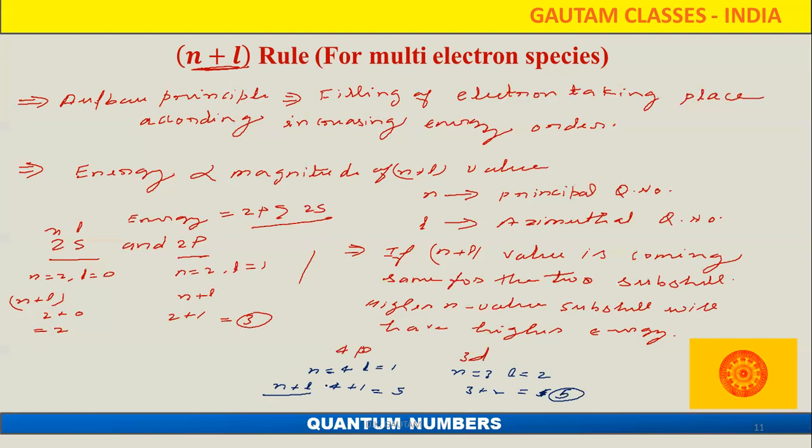Look, both have the same n plus L value. Now we have to apply this rule: those having the higher n value, that subshell will be considered as higher energy. So the 4p subshell has the higher energy than 3d. Hope you all got the idea of what the n plus L rule is and how we identify the energy of the orbitals.